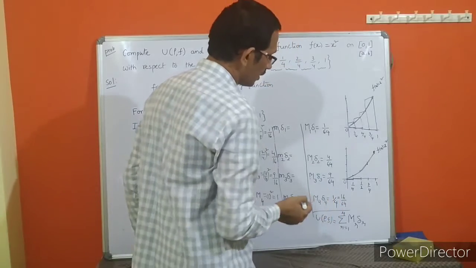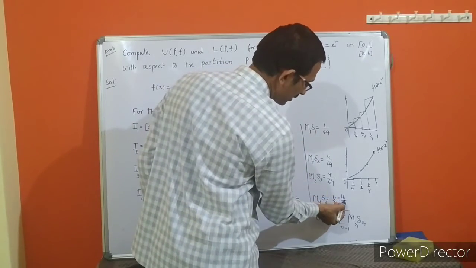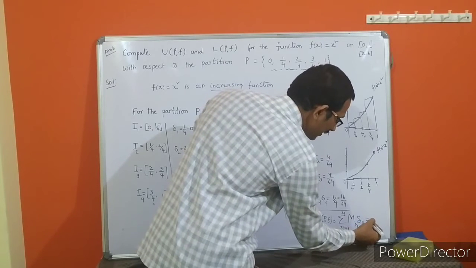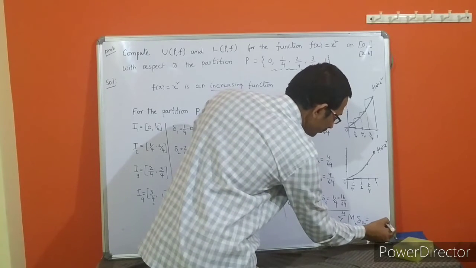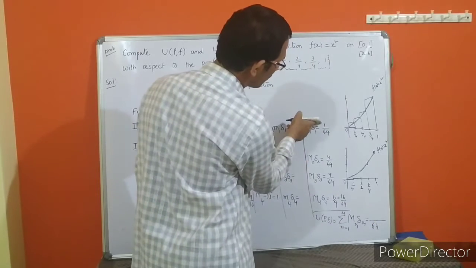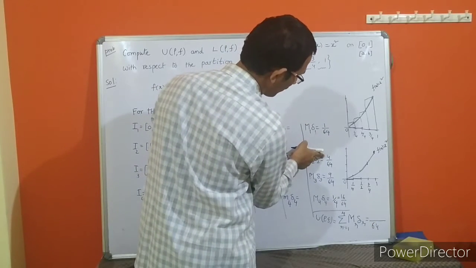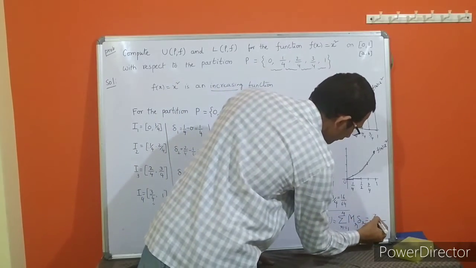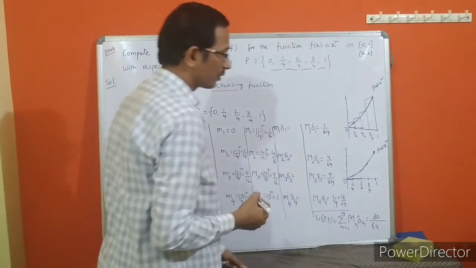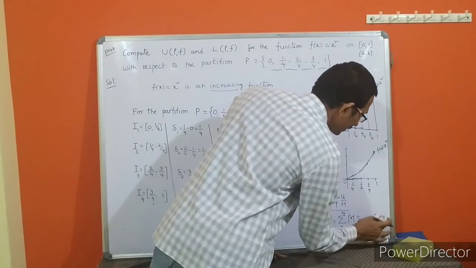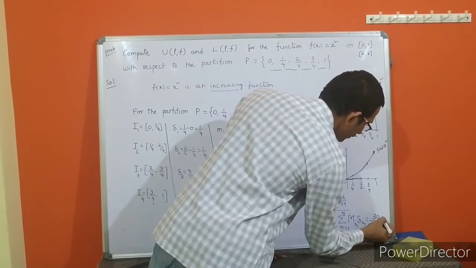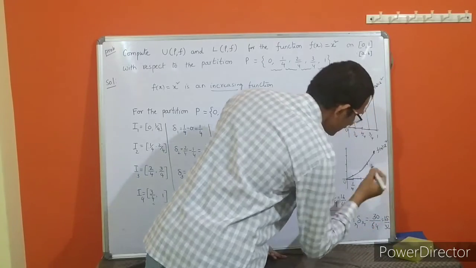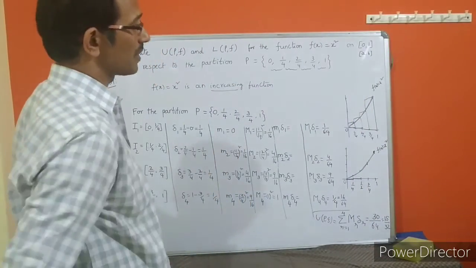If you add all of them, what happens? Because the denominator is the same, 64 is the LCM, and add all the numerators. 1 plus 4, 5, 5 plus 9, 14, 14 plus 16, 30. So 30 by 64 or 15 by 32. Isn't it? 15 by 32 is the upper Riemann sum.